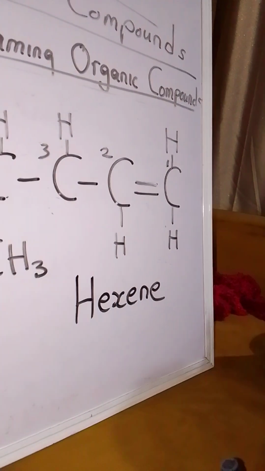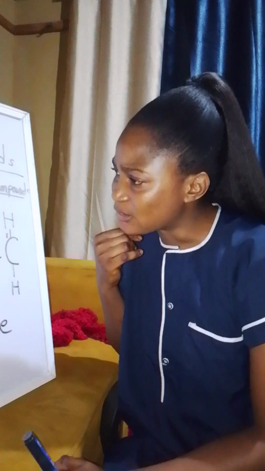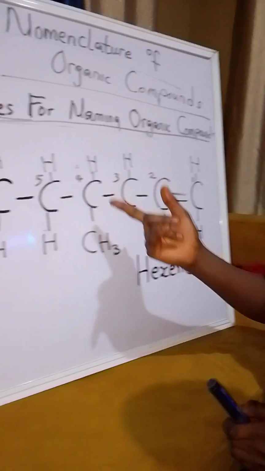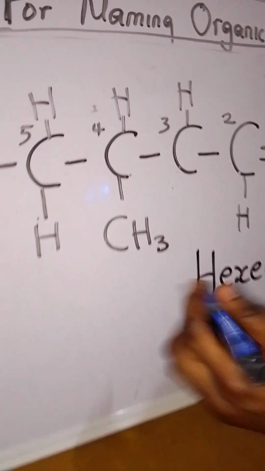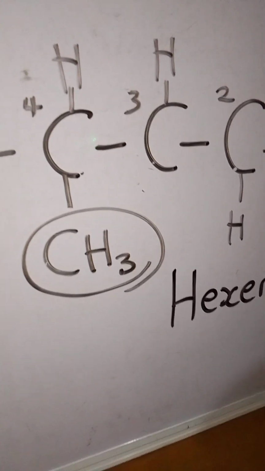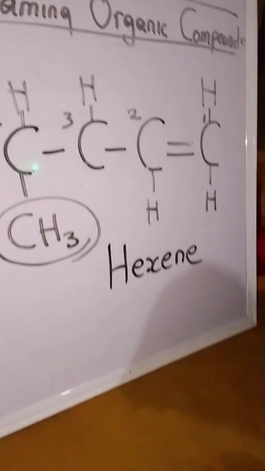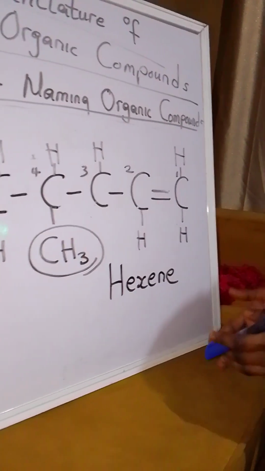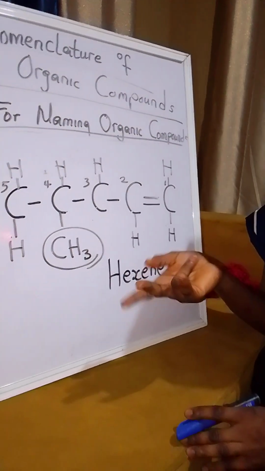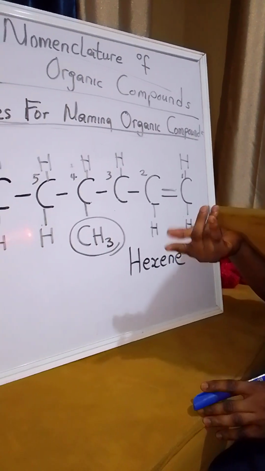Now, let us look at other substituents in this parent chain. What are the other substituents in this parent chain? Look at it very well. Do we have substituents here? Yes, we have a substituent here. Now, what is the name of this substituent? This is from a group called the alkyl group, which is a derivation from the alkane family. Do you understand? And under the alkyl group, we have methyl, we have ethyl, and so on and so forth.